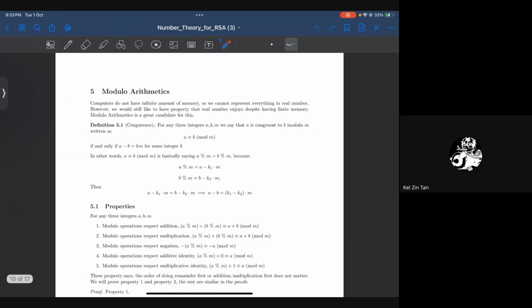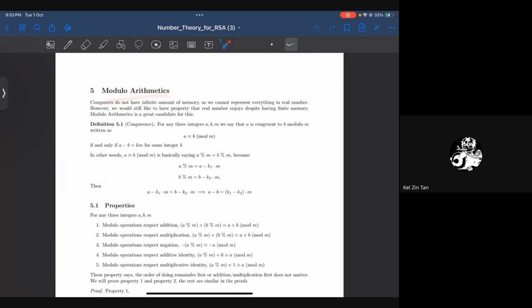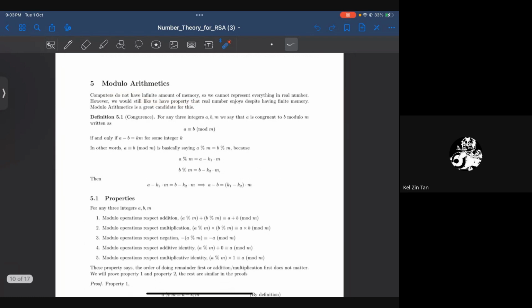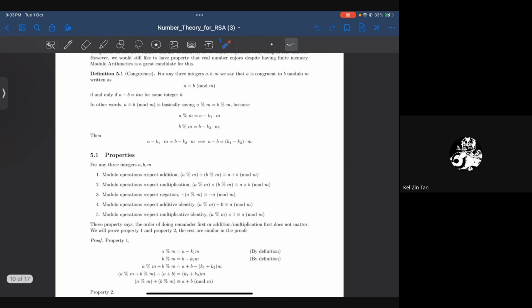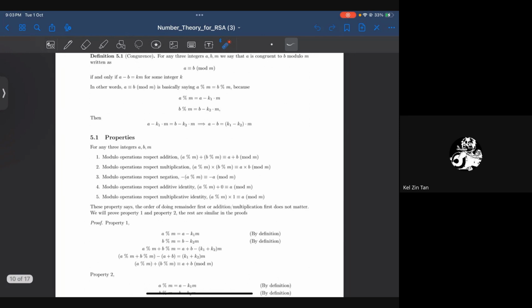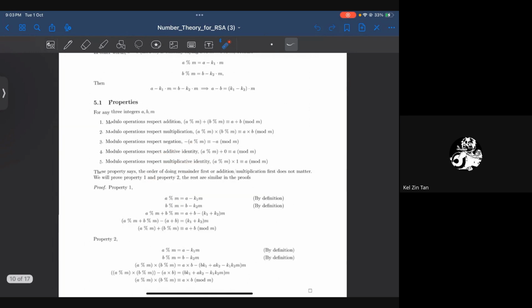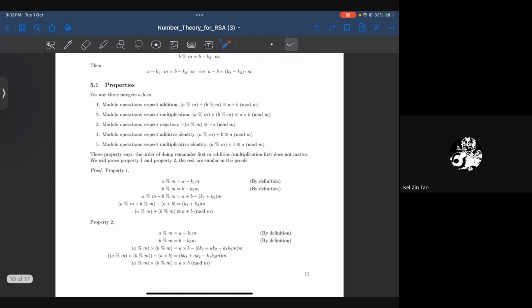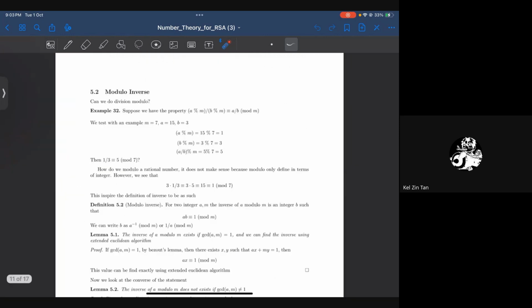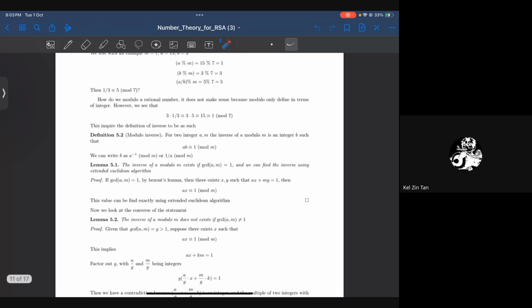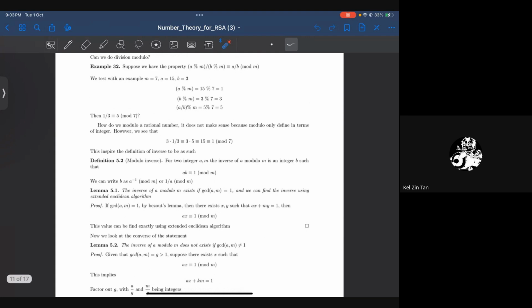For modular arithmetic, we do this because we don't have an infinite amount of memory, so we use an alternative, which is modular arithmetic in our sense. Modular arithmetic is good because it respects addition, multiplication, negation, identity, and multiplicative identity. So many things are good. Then the question we were asking was, can we do division modulo? And the answer is yes, but it depends.